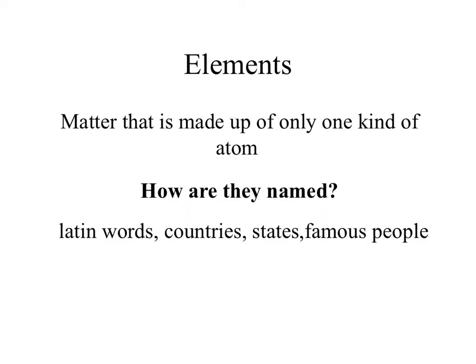So an element is basically a type of matter that's only made up of one kind of atom. We talked about gold earlier. If it was pure gold, it would only be made of gold atoms. If it was silver that maybe you mined from the ground, it would only be made of silver atoms.